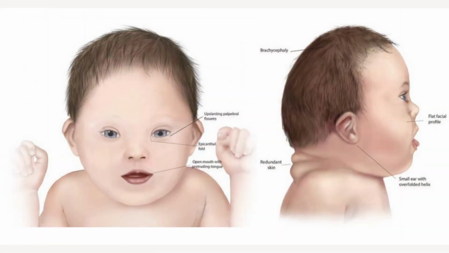When you look at the mouth, you will see a small jaw, which can lead to an open mouth with a protruding tongue. When you look at the ears, they might be small, though sometimes they are normal in size. We have finished with the head and face, and now we are going down to the neck.